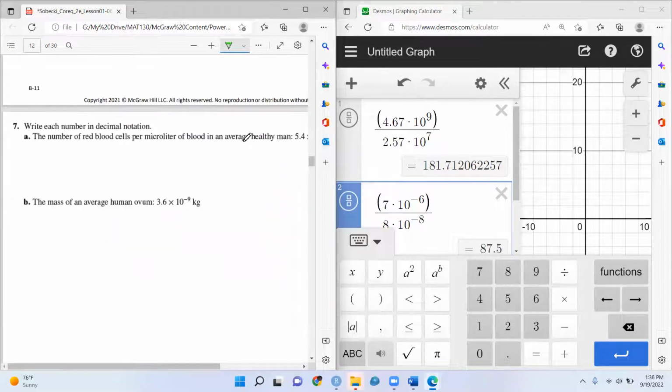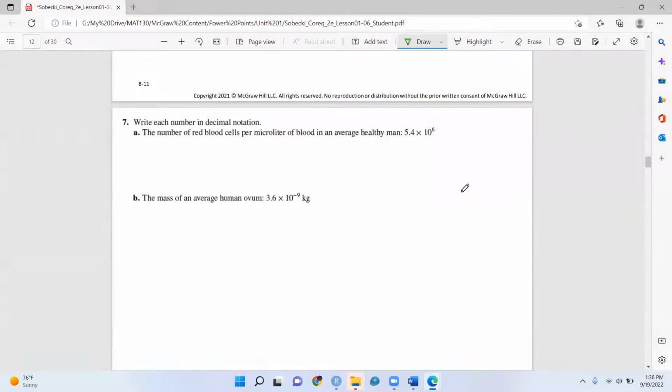Okay, let's go the other direction. What if I have a number in scientific notation and I want it written in decimal notation? And for this one, what you're doing is just multiplying times 10 to the 6th, which has the effect of moving the decimal place 6 places to the right.